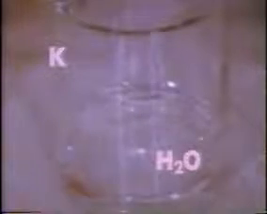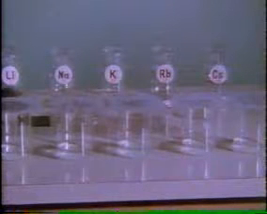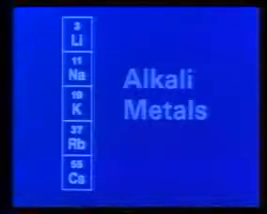Potassium reacts with such vigor that the hydrogen produced bursts into flame. Rubidium is similar. Cesium reacts almost instantaneously. Their similar properties show that we have isolated a third family of chemical elements, called the alkali metals.